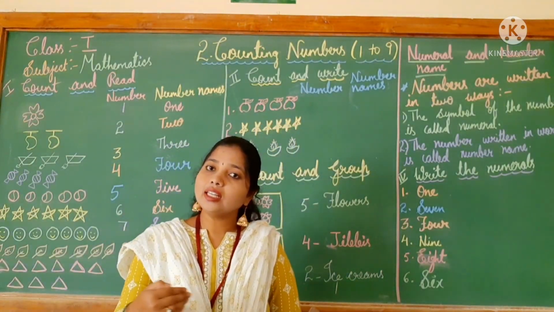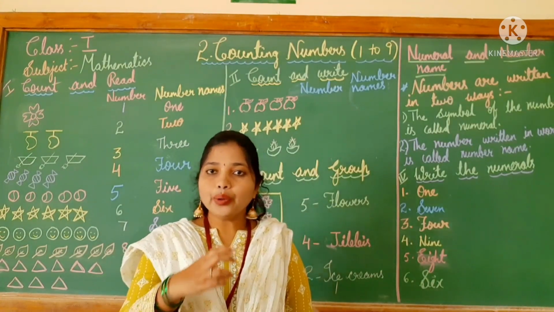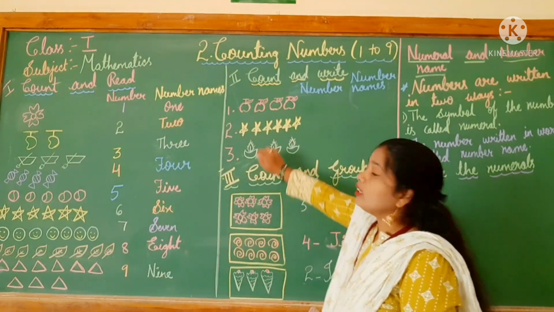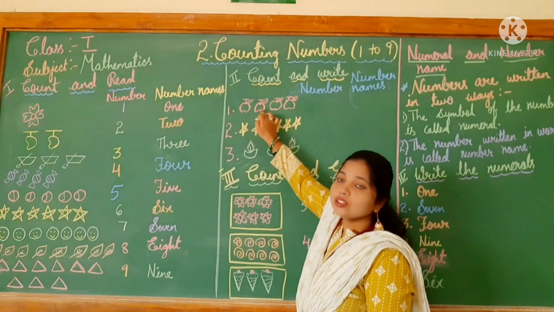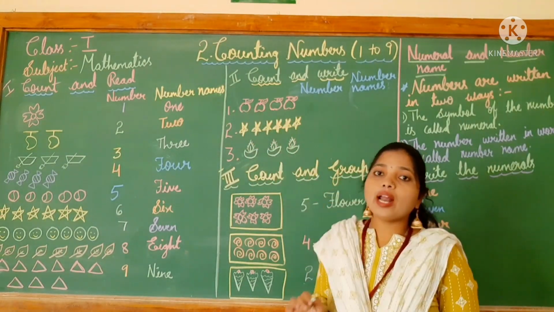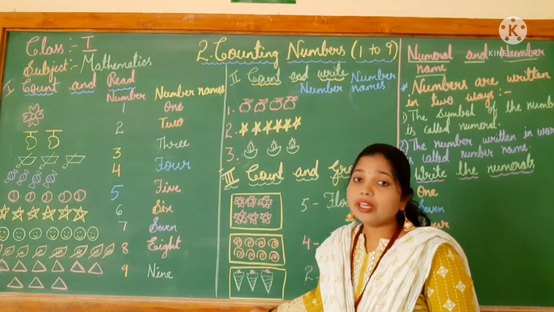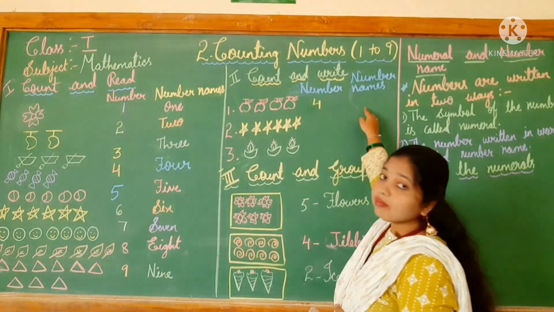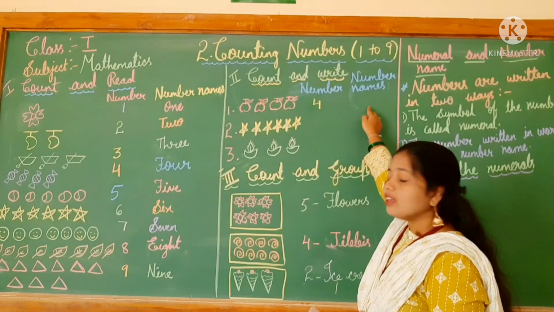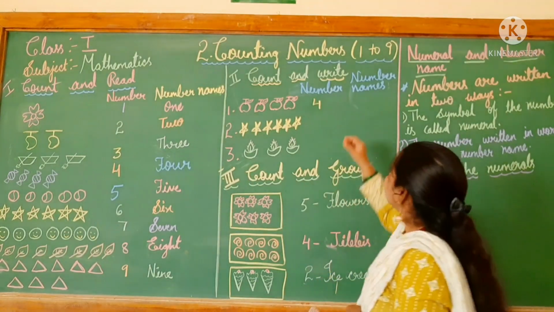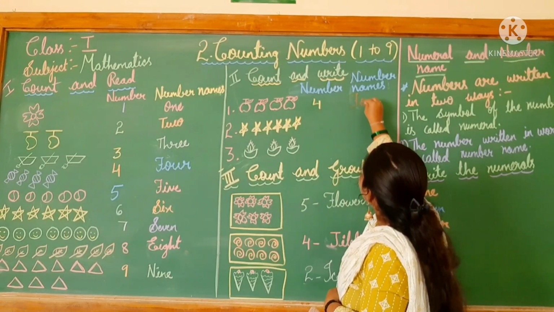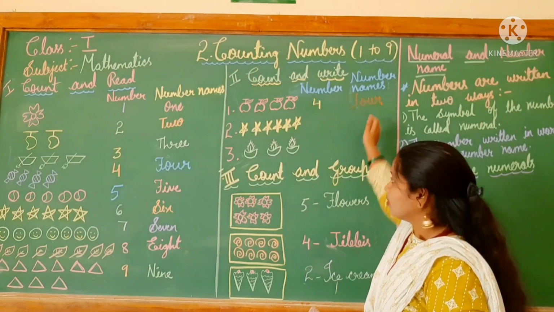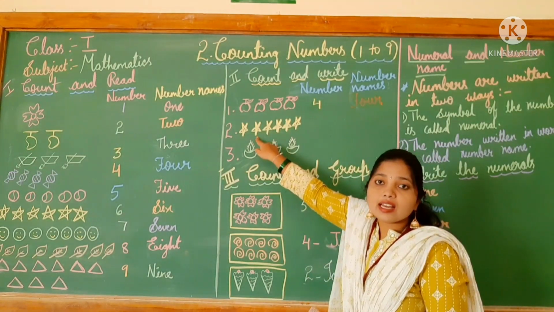Children, this you have already learnt in your previous session. You have to count the objects and write the number. First here you see, how many apples are there? 1, 2, 3, 4. 4 apples means how will you write the number? The number you will write here as 4. Can you tell me the spelling, children? Yes, the spelling for 4 is F-O-U-R, 4.